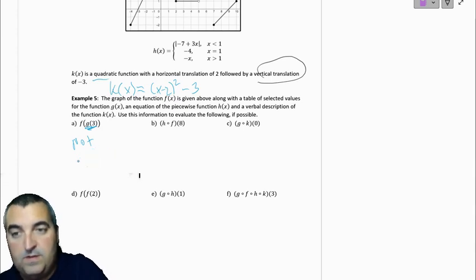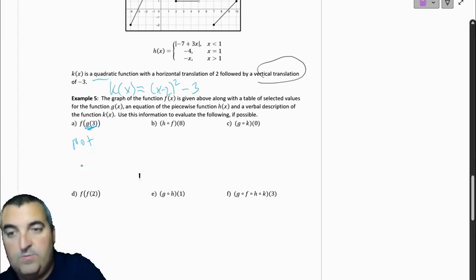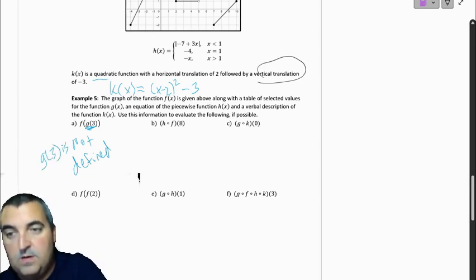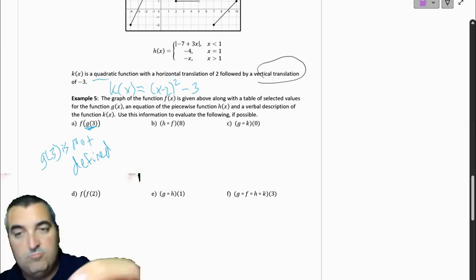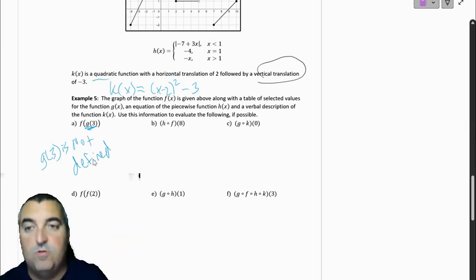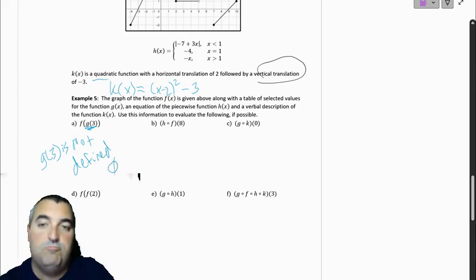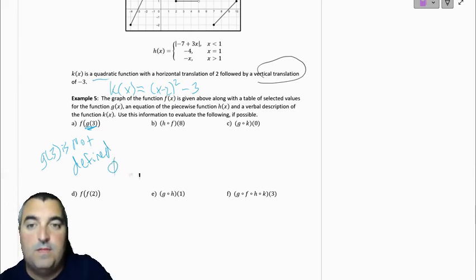I don't know what's happening right now with my stylus. There we go. g of 3 is not defined. So this whole thing is not defined at all. So no solution, right? So we're done with that one. All right, then we move on to the next one.